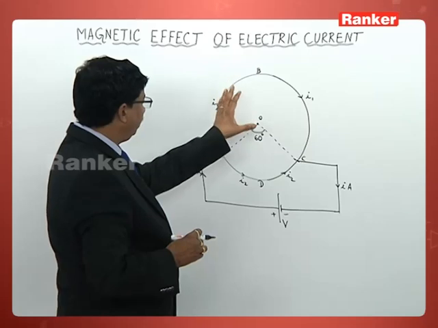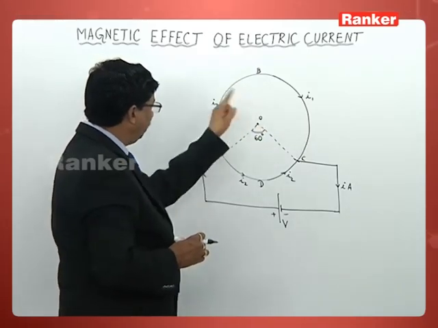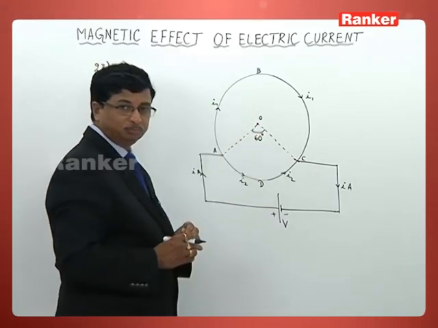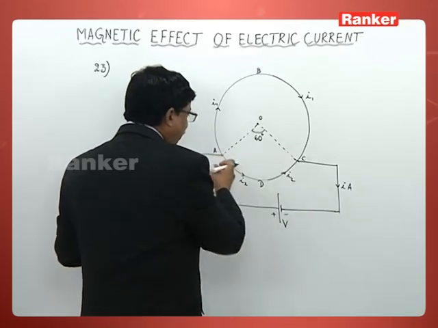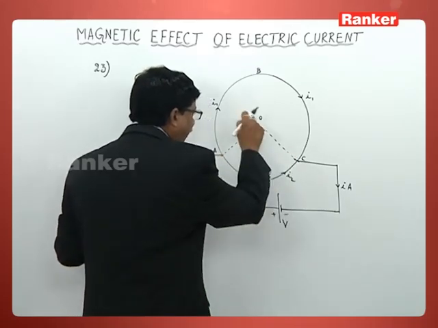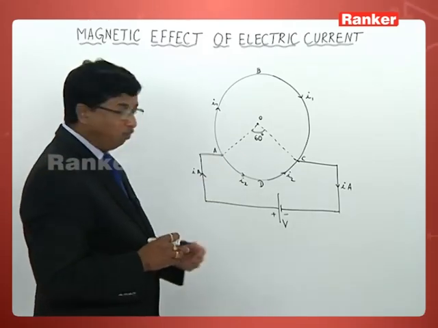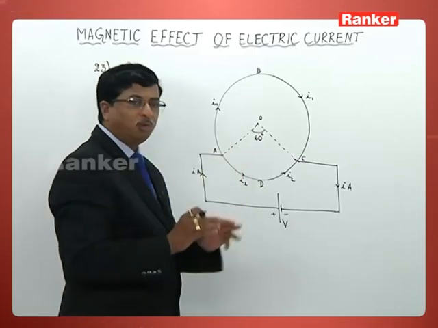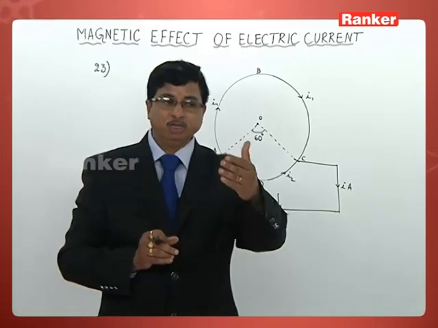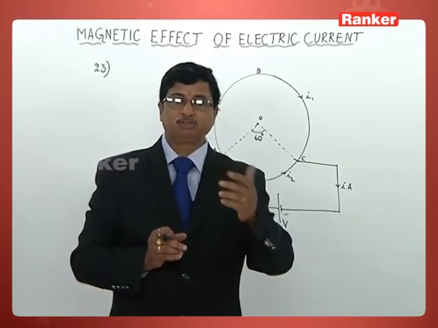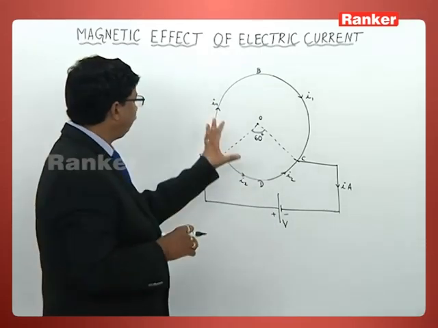What is the magnetic induction due to the current passing through ABC at O, and what is the magnetic induction due to the current passing through ADC at the same center, that is O? One is given as B1, one is given as B2. What is that ratio he is asking us? What is B1 by B2 is the question. So, first and foremost, you should understand one point.